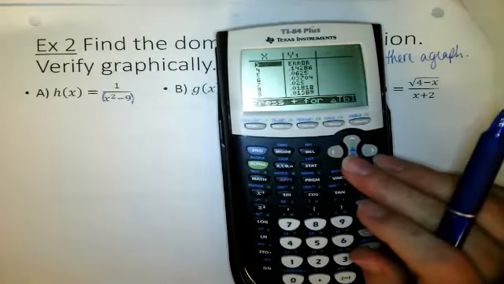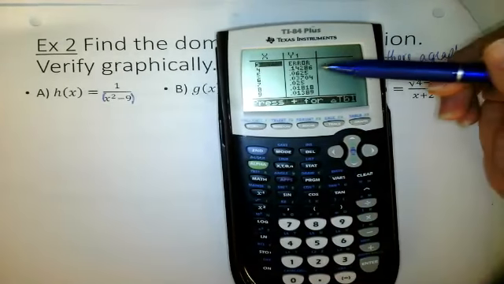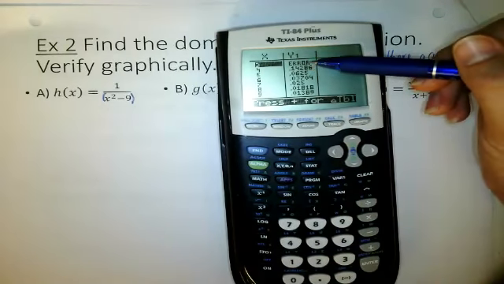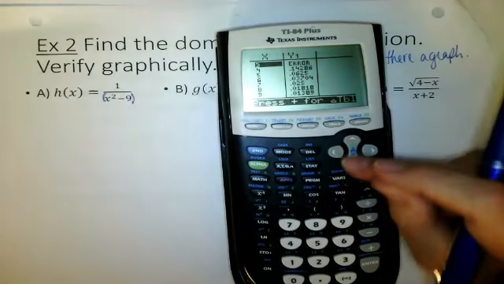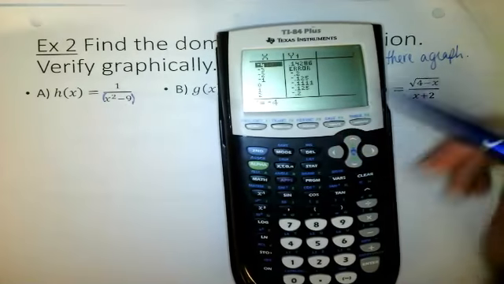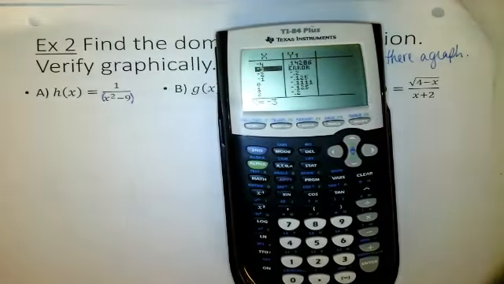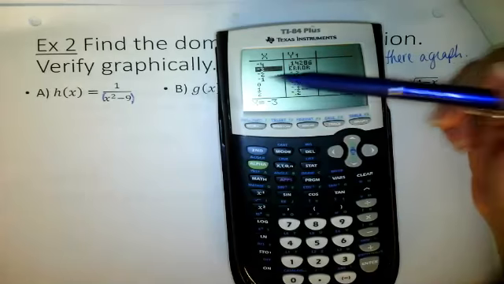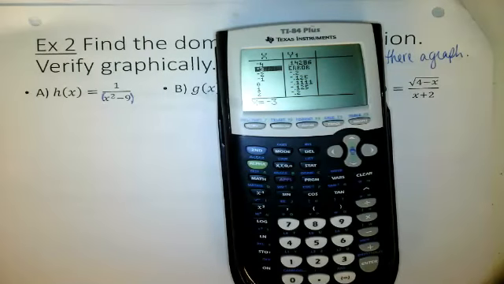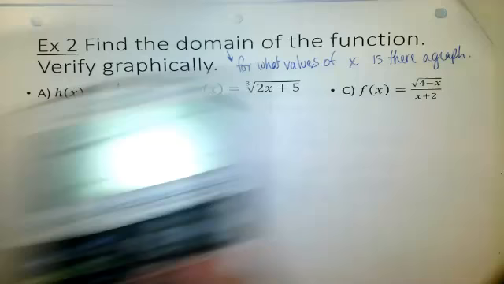If you go to the table, look at what happens at 3. Error. What happens at -3? Error. Error. Not included in the domain. Okay, where you have an input and an output, that's part of the domain. Okay, where it doesn't work, not part of the domain.